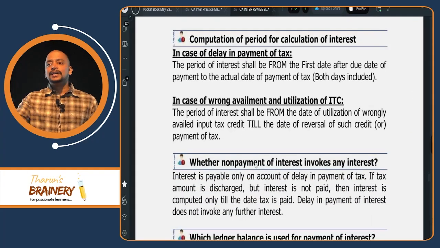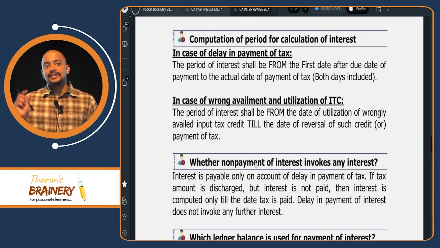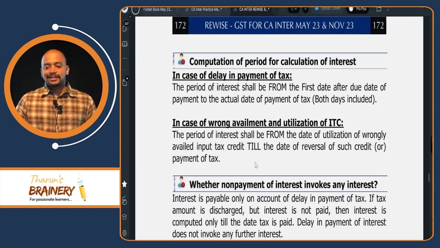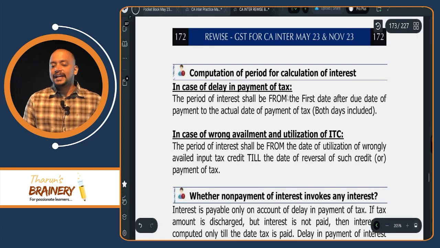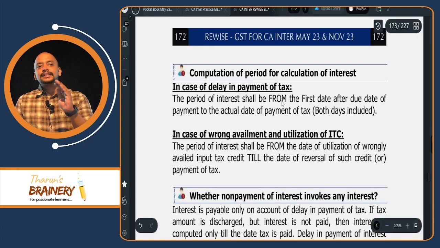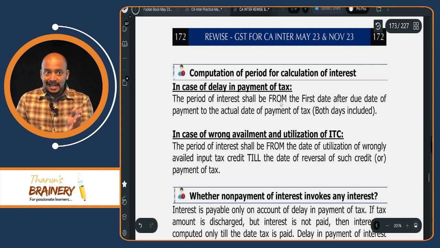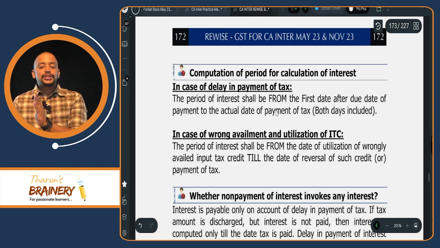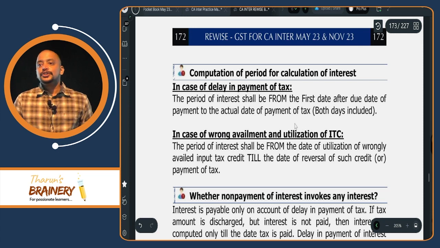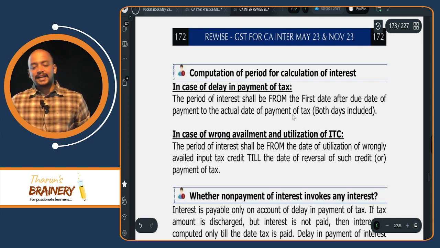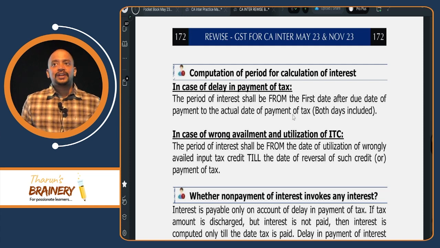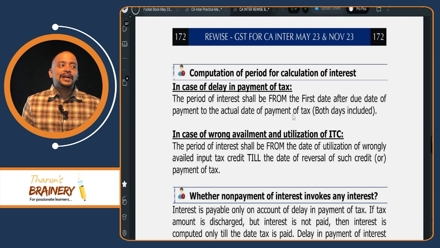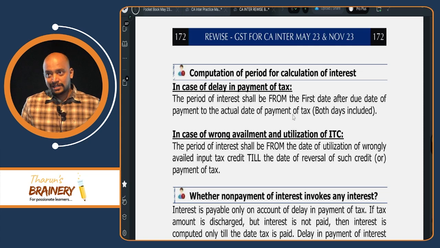And what is the period for which we compute the interest? That is important. So you can see that in the next page. In case of delay in payment of tax, the interest is computed from the first date after due date till the actual date of payment of tax. So both days we need to include. For example, what is the due date of payment of tax? If it is for the month of July, the due date will be 20th of August. So interest will be computed from 21st of August till the actual date of payment of tax.